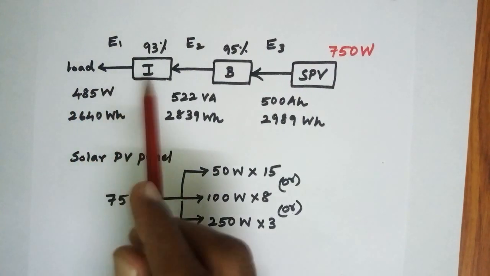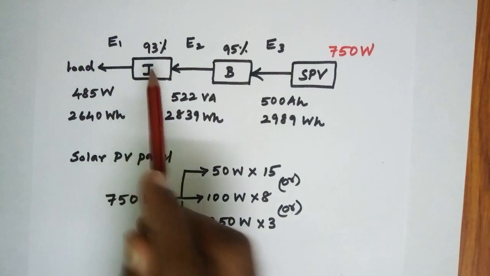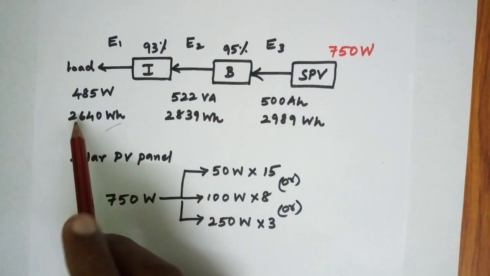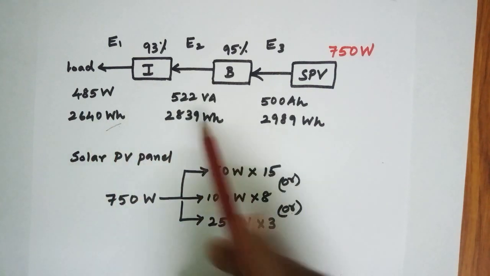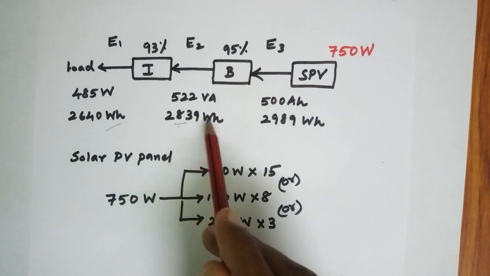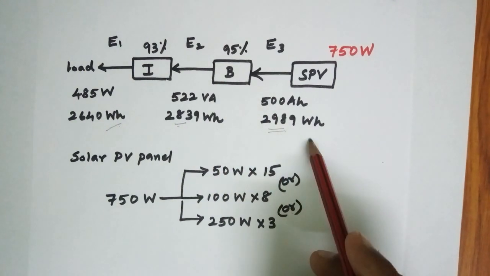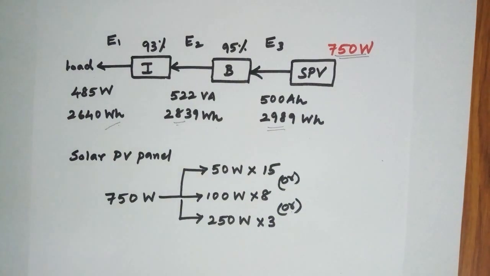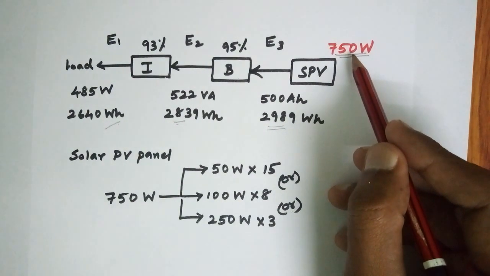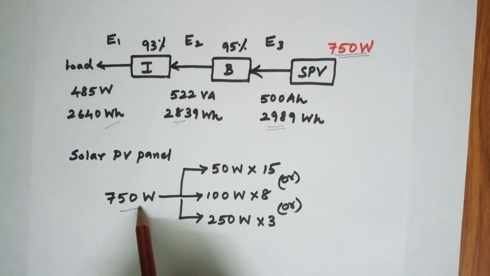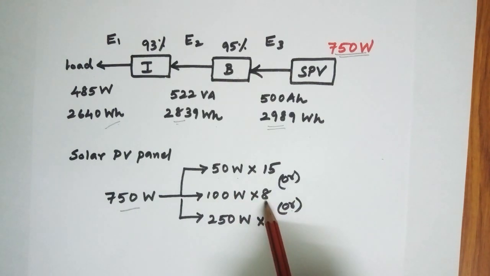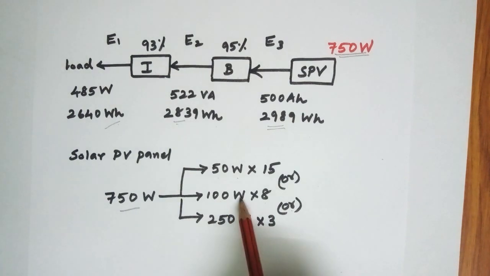Once again I have drawn the layout. So this is the load, inverter, battery, PV panel. So the load consumes 2640 watt hour of energy, and the input to the inverter is 2839 watt hour, and the input to the battery is 2989 watt hour. This is the wattage, 750 watts. This 750 watts you can't get in the market. So to get the 750 watts, either you can choose 15 numbers of 50 watt panel or 8 numbers of 100 watt panel or 3 numbers of 250 watt panel.